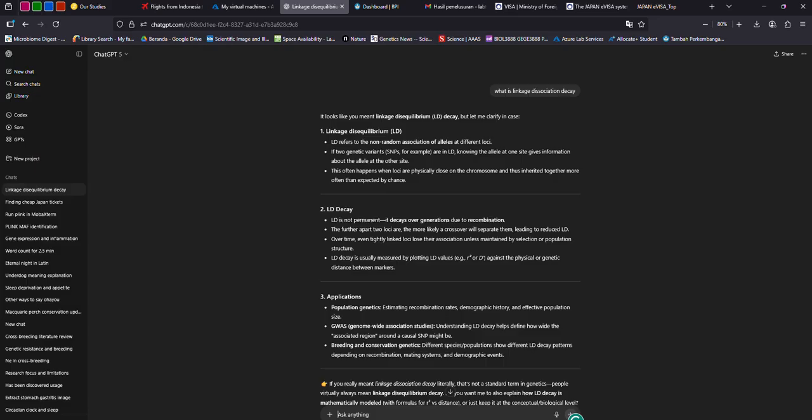Okay, has everybody found it? It's in the paper, you just have to read it. Right, what did we find? What is the expected LD decay for apples?